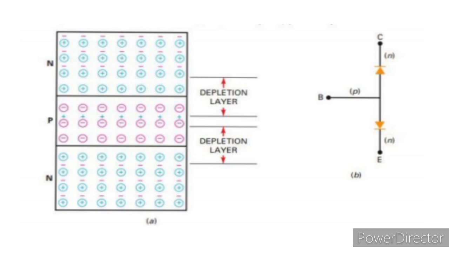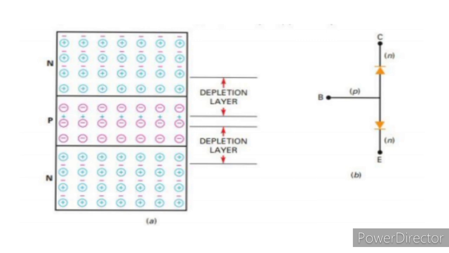Doping levels are shown in the figure. The emitter is heavily doped. On the other hand, the base is lightly doped. The doping level of the collector is intermediate between the heavy doping of the emitter and the light doping of the base. The collector is physically the largest of the three regions.